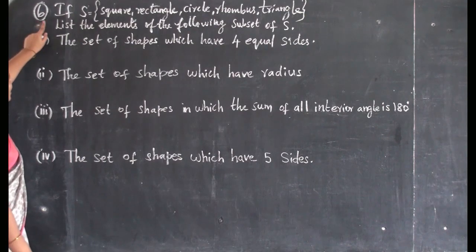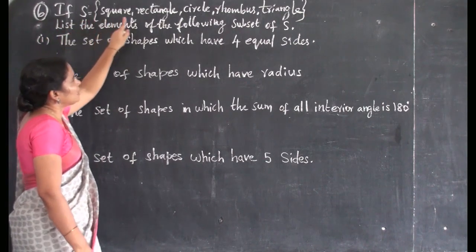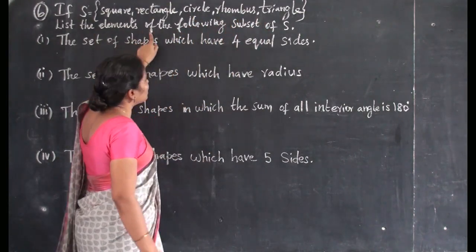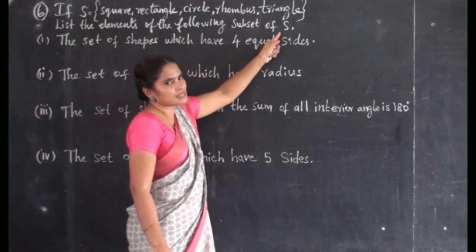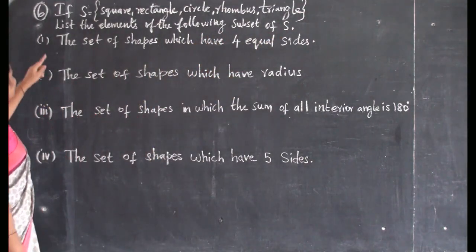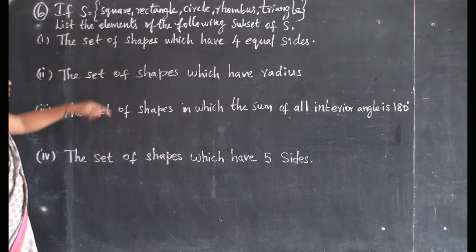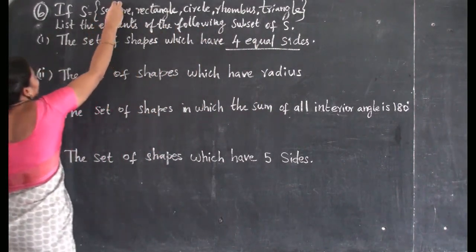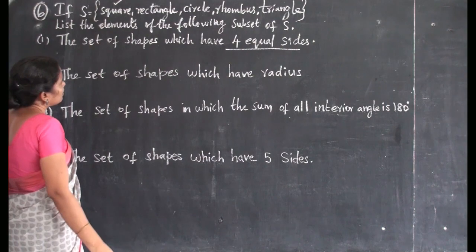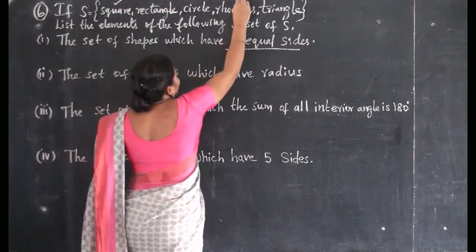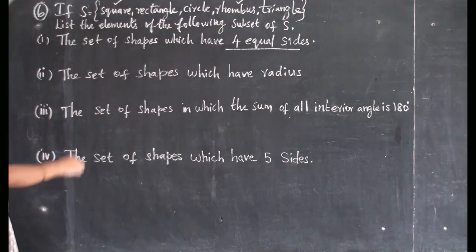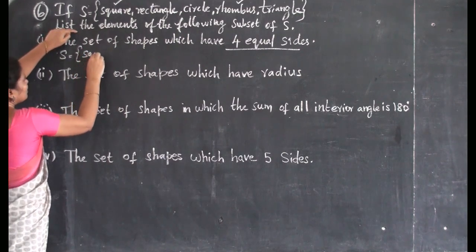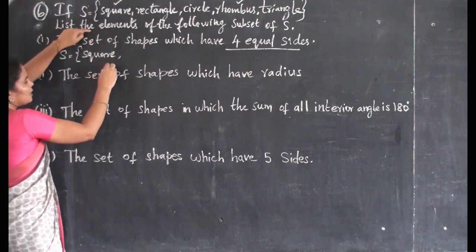In question number 6, if S is equal to {square, rectangle, circle, rhombus and triangle}, list the elements of the following subsets of S. First question, the set of shapes which have 4 equal sides. What are the shapes given here that have 4 equal sides? Square and a rhombus. So the subset of S is equal to {square, rhombus}.